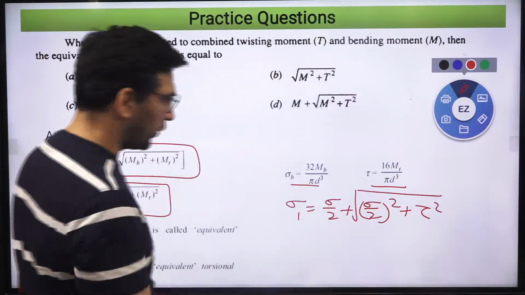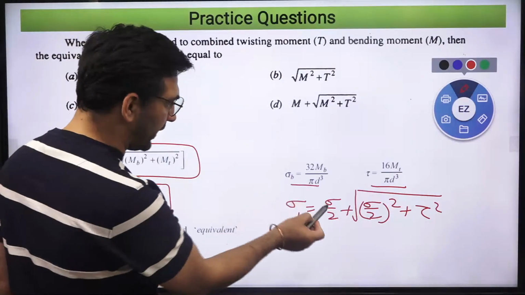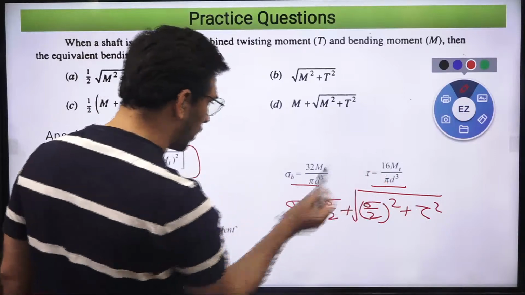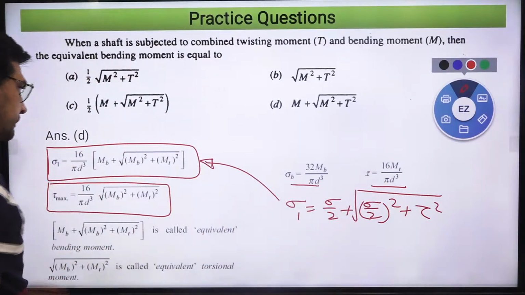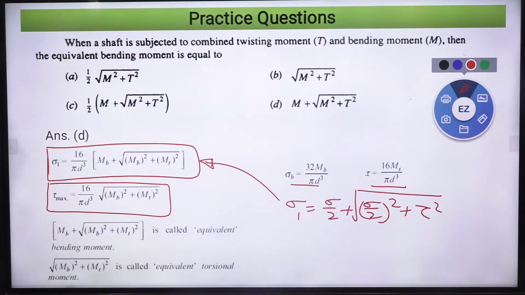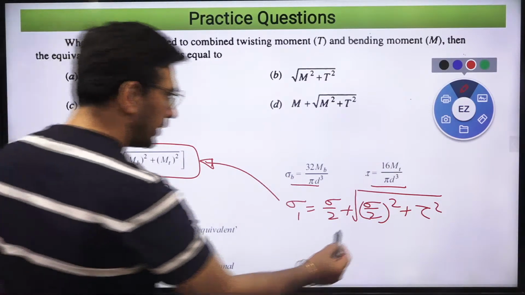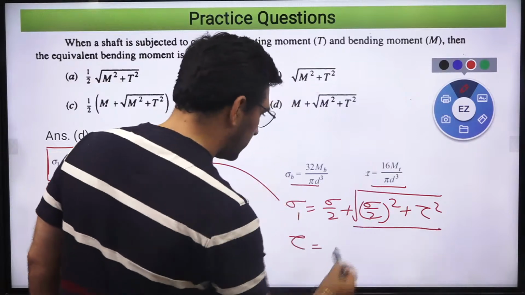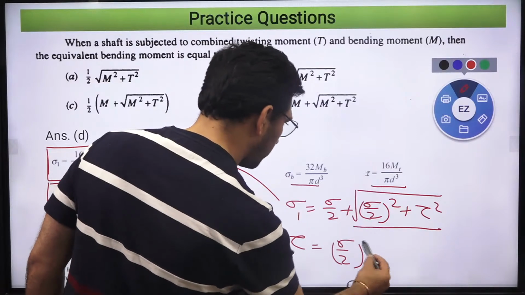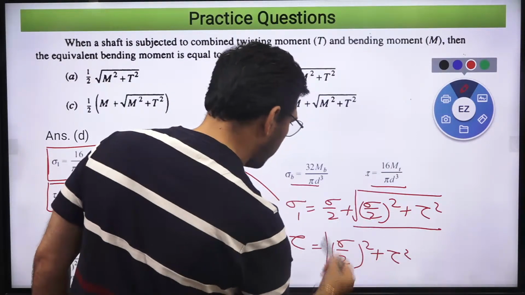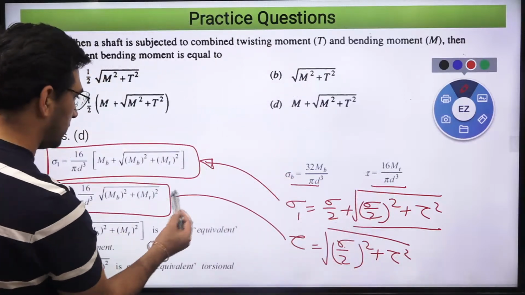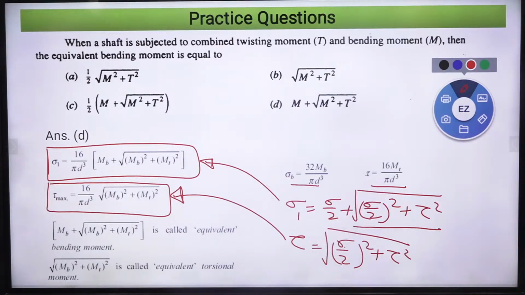You wrote sigma by 2 plus the square root of (sigma by 2) square plus tau square. This is how we wrote it. So simply input the value of sigma bending over here and tau over here. Then in terms of bending moment and torsional moment, this is going to be this one. In the same way, I can calculate this tau. This is the second part of this one, that is the square root of (sigma by 2) square plus tau square. If I input this value of sigma b over here and this over here, I am going to get tau, the maximum value of the shear stress.